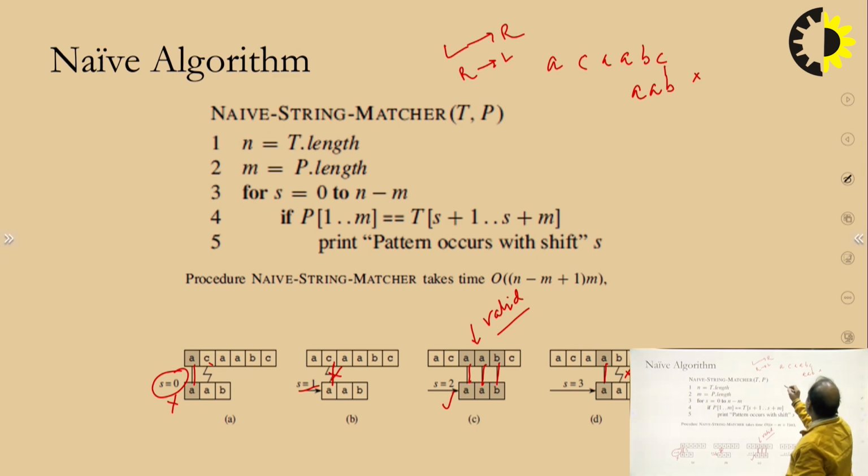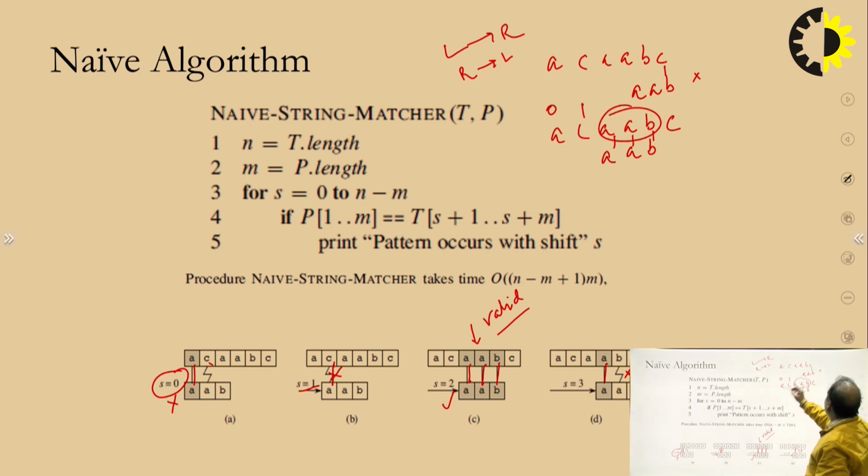Yes. So then ACAABC, then again you can go on AAB. There is a matching. That means yes, this is a valid shift, right? And the shift will be calculated from the beginning itself. Shift is still going to be 2. It doesn't matter whether we are comparing from the right or comparing from the left, right?